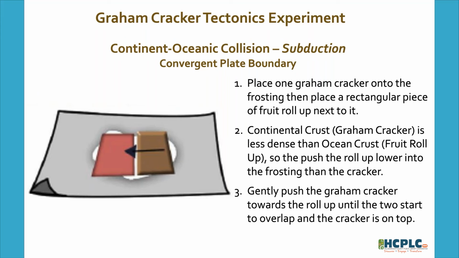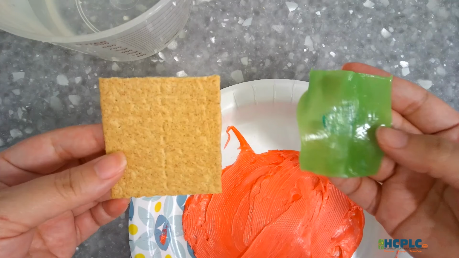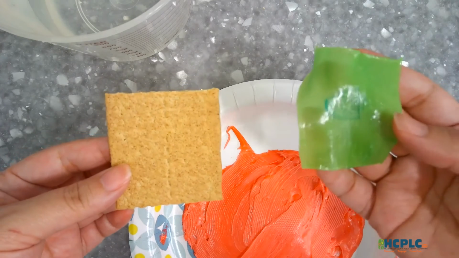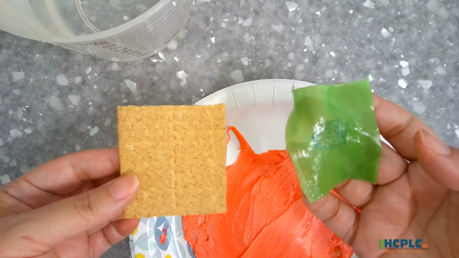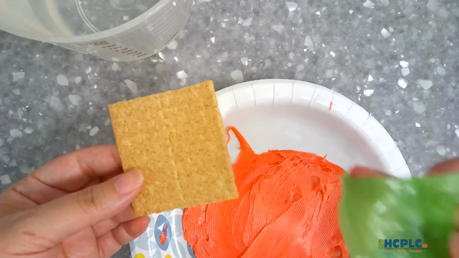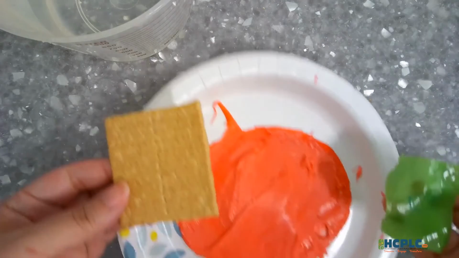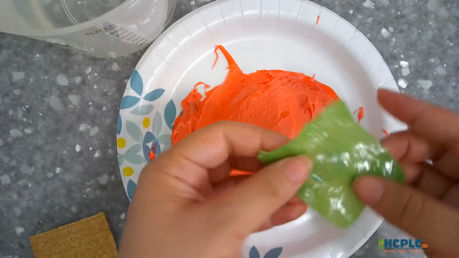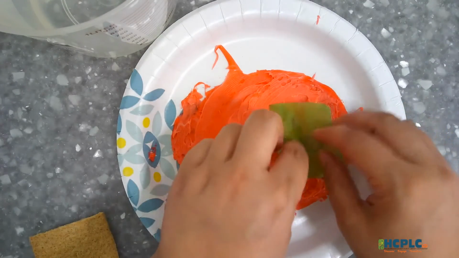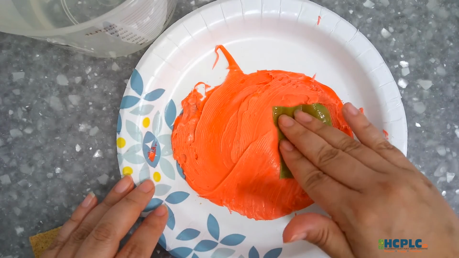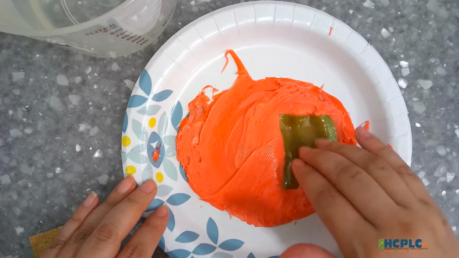We are going to have these 2 pieces collide or crash into each other, just like we did with the previous experiment, but we'll get some slightly different results because these 2 tectonic plates have different densities. So looking at the video, I have my graham tectonic plate, which is going to be my continental plate, and my fruit roll-up. So again, the continental plate is a graham cracker. That's going to be a lot less dense than my fruit roll-up. So my fruit roll-up is my oceanic plate. It's going to be a lot more compact and dense and heavy.